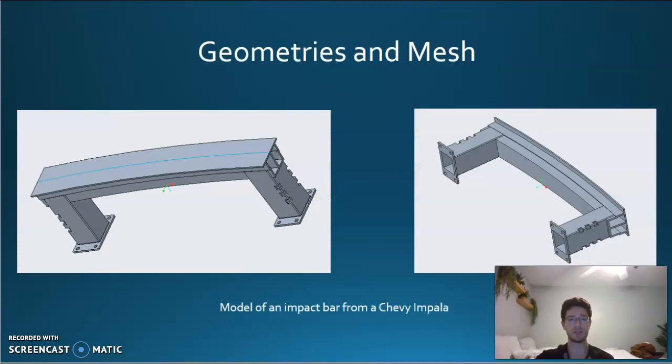Here you can see the geometries that were designed for this project. They are based on the impact bar from, I believe, a 16 to 18 model year Chevy Impala. They're pretty close to the actual design of those impact bars. However, due to the fact that I didn't have real dimensions, I had to design them as close as I could to what the real version might look like, maybe.